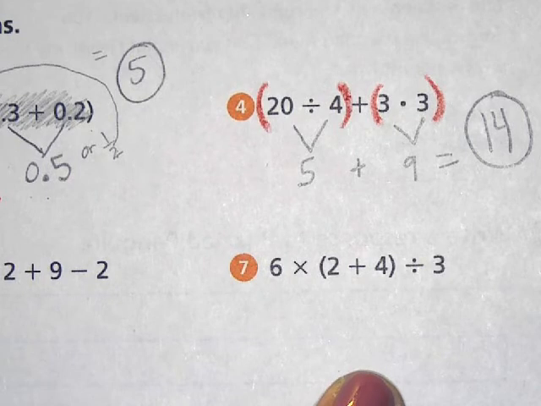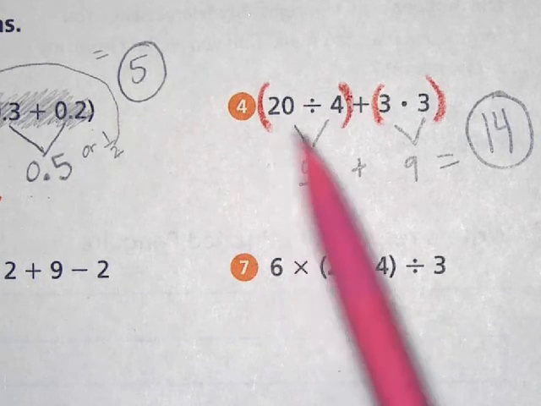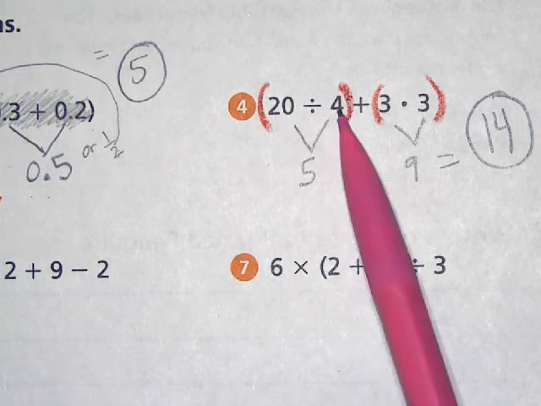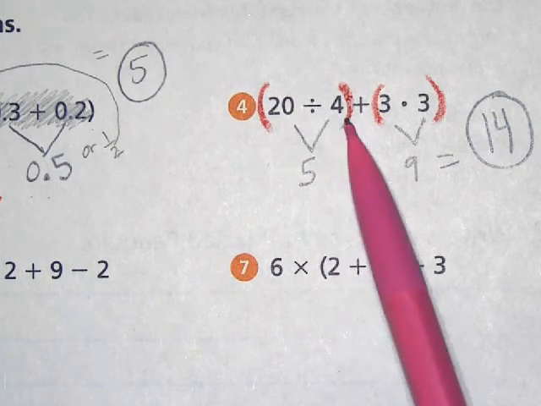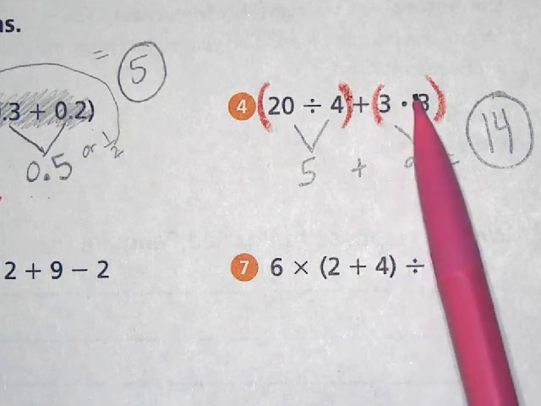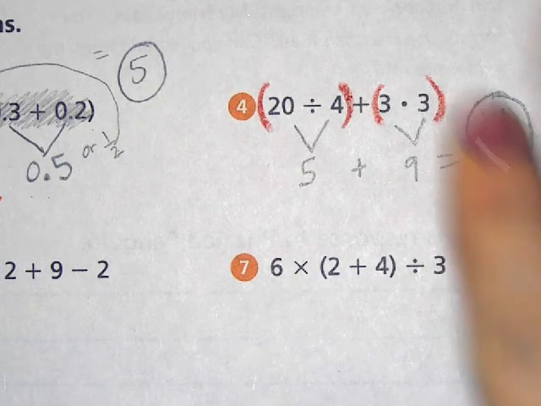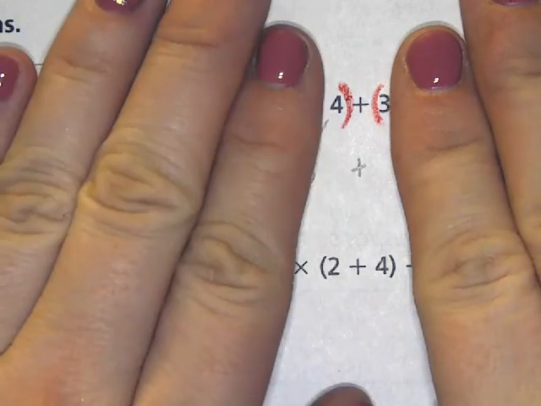The answer is 14. Here's what you would have gotten if you didn't do parentheses. Let's just pretend we had no idea that that was important. And so all I did was work left to right. Ready? 20 divided by 4 is 5. 5 plus 3 is 8. 8 times 3 is 24. I would get the wrong answer.